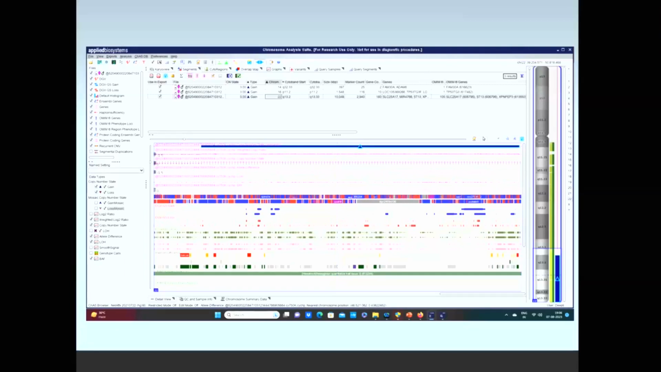So in this case, we suspected DiGeorge, but that was not there. Okay. So for clinically undiagnosable cases, microarray is the preferable test.